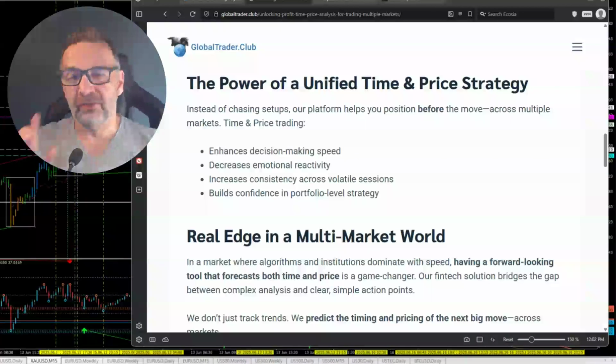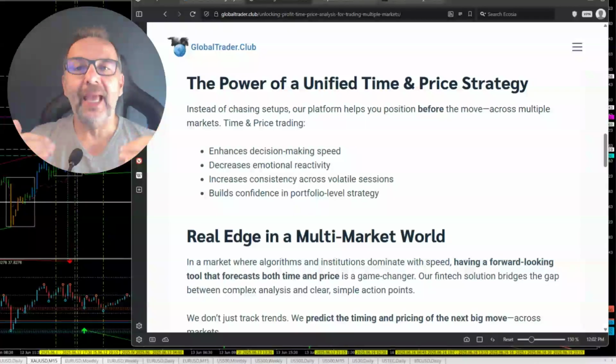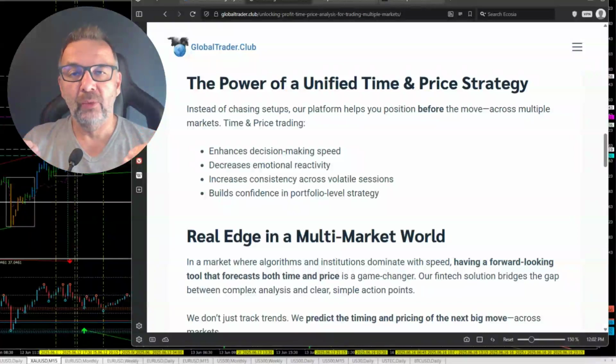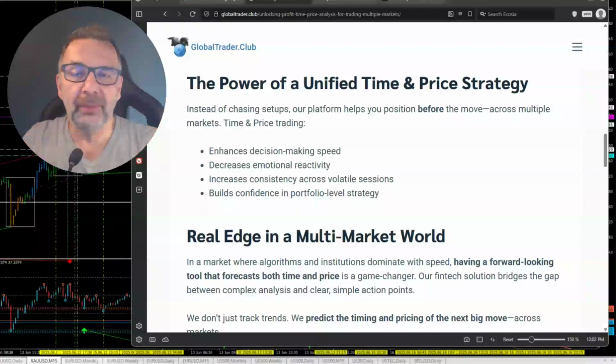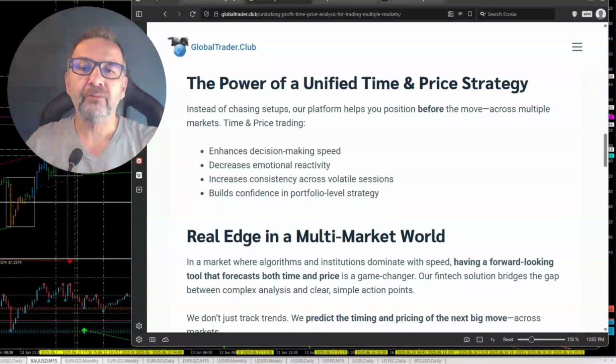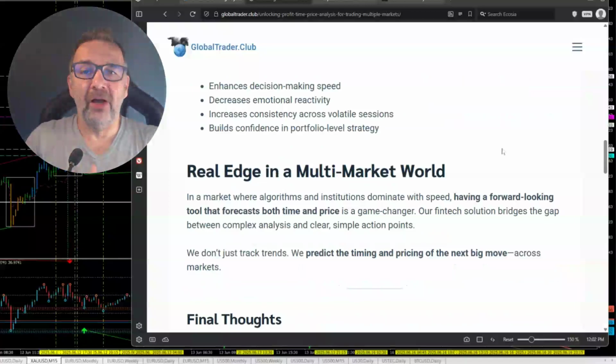management. So the strategy you have, your edge, should also ensure that you consistently enter trades with a smaller, similar risk size, which should be small, it shouldn't be huge. Now, the power of a unified time and price strategy. First of all, it allows you to be fast in your decision making.